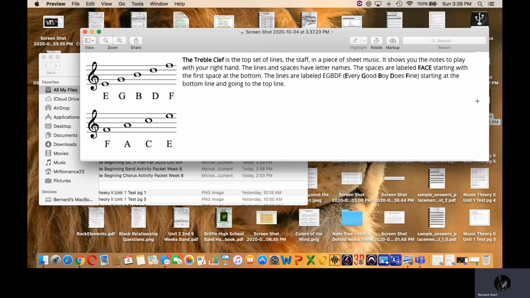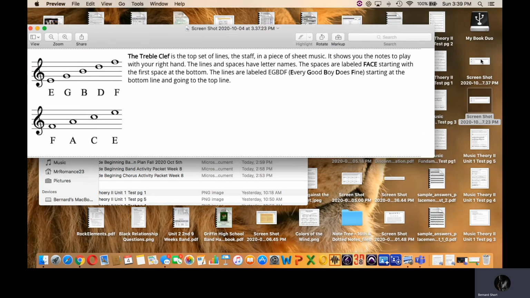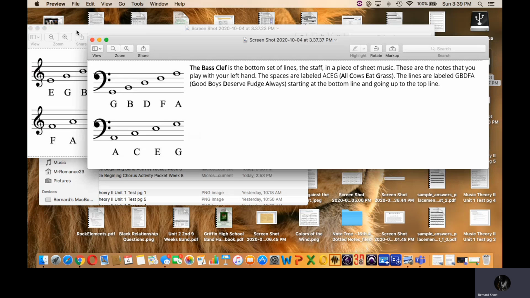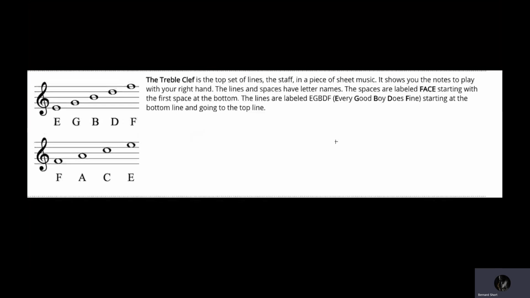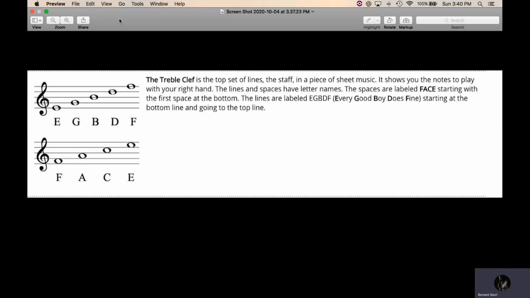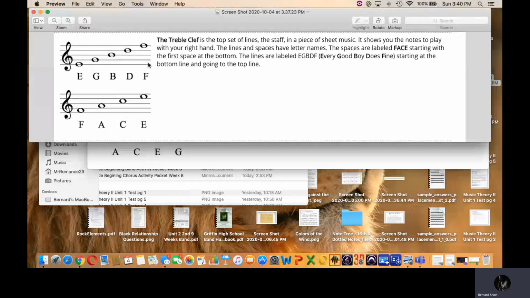What we'll be going over this week, I want to touch bases on a couple things. Number one, we talked about the treble clef, right? And we talked about the lines and spaces of said clef. So they are, as you see here, every good boy does fine. Face in the space. Write it down. You can pause this video right now so you can write it down, commit it to memory, take a screenshot of it, whatever it is that you need to do.